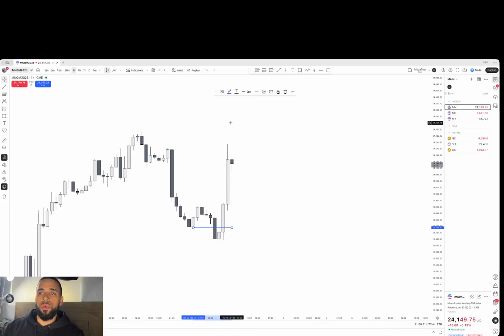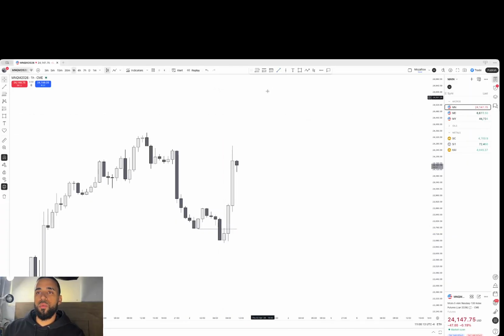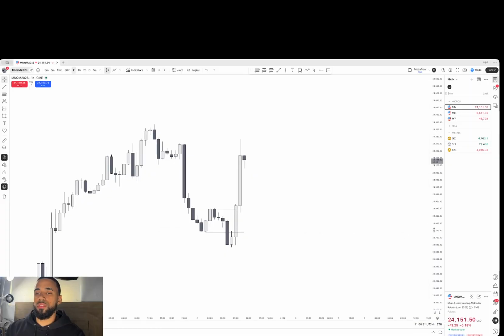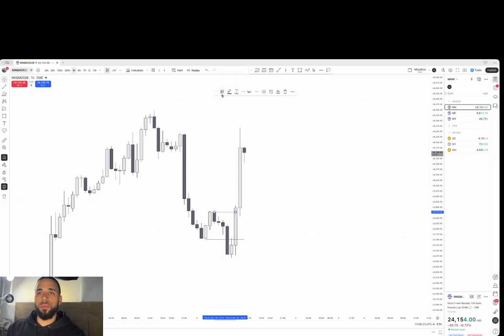So when I saw the 1 hour candle close through these down close candles, which is a CSD in the 1 hour, right?